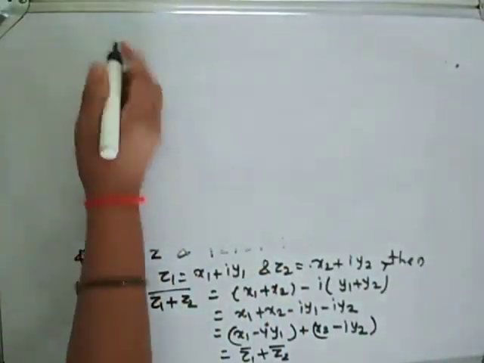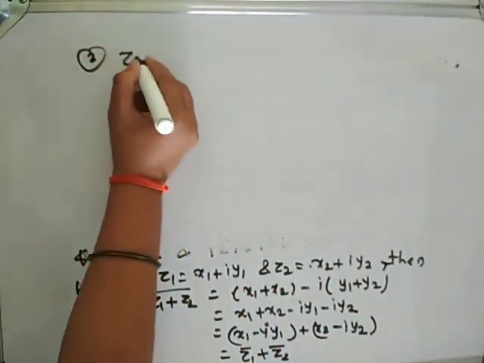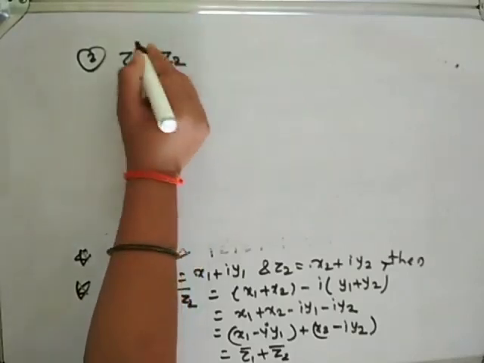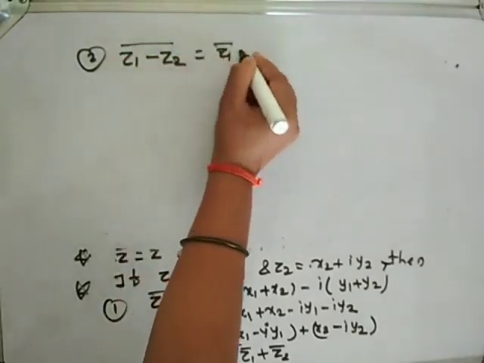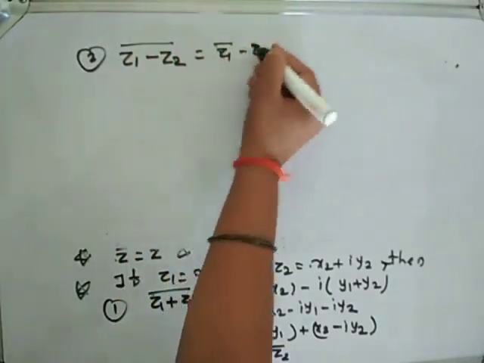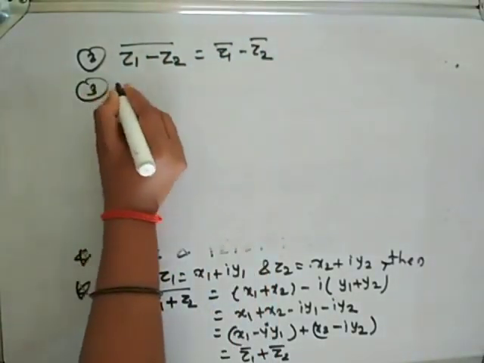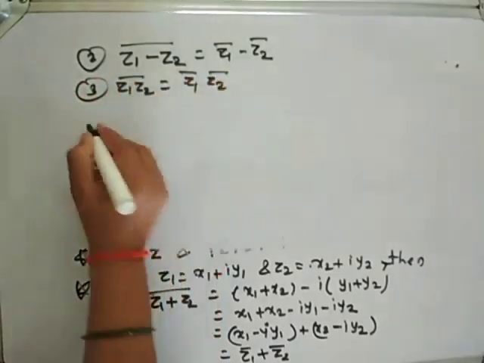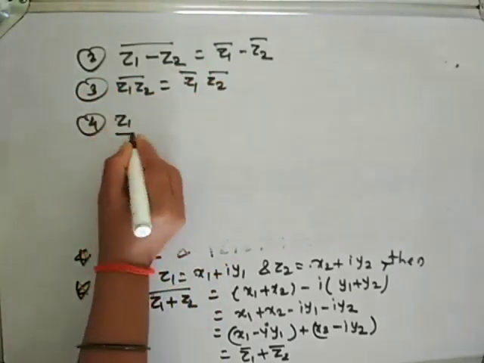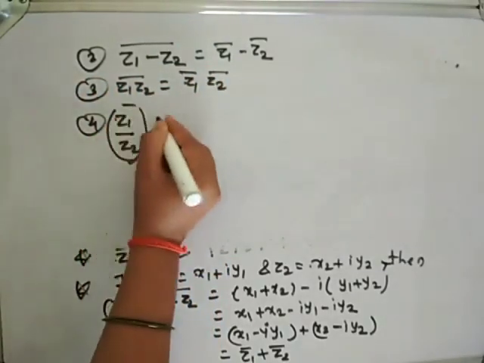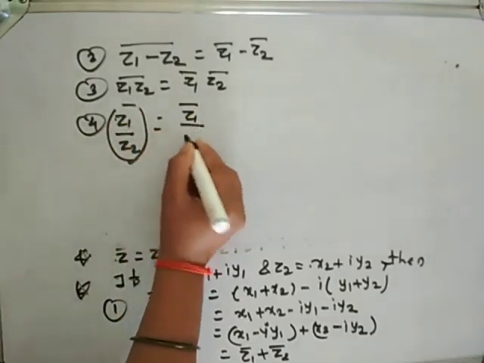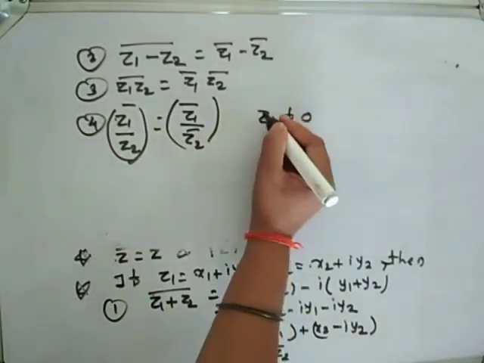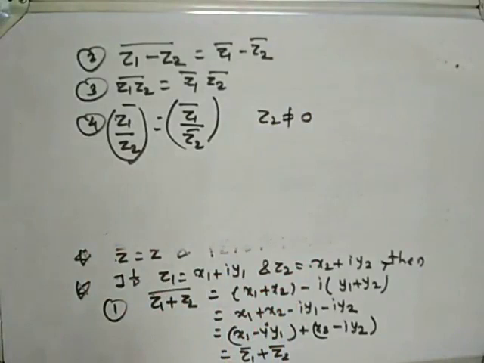Similarly, we can prove, actually no need of proof, but conjugate of z1 minus z2 is equal to z1 bar minus z2 bar. Third one is conjugate of z1 into z2 is equal to z1 bar into z2 bar. Fourth one is conjugate of z1 upon z2 is equal to z1 bar upon z2 bar, but when this happens, z2 is not equal to 0.